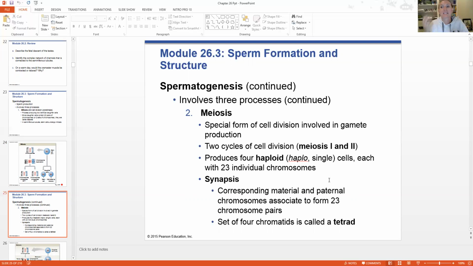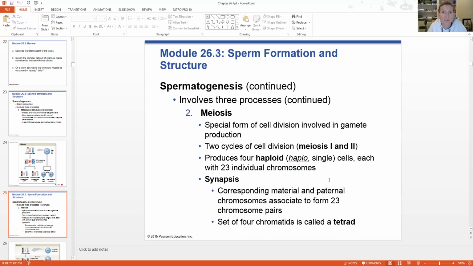We want cells that have half the number of chromosomes so they can combine with another cell that has half the number and come together through fertilization to create a whole cell that has all the chromosomes it needs. In this case, we're producing cells called haploid cells. Haploid cells have 23 individual chromosomes, as opposed to the cells produced during mitosis, which are called diploid, and they have 23 pairs of chromosomes.